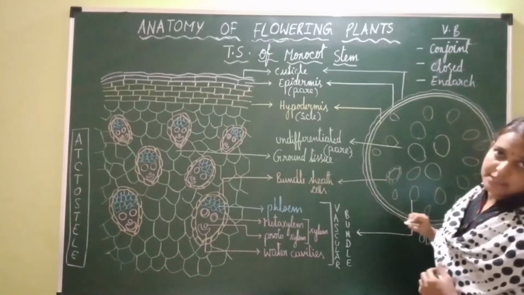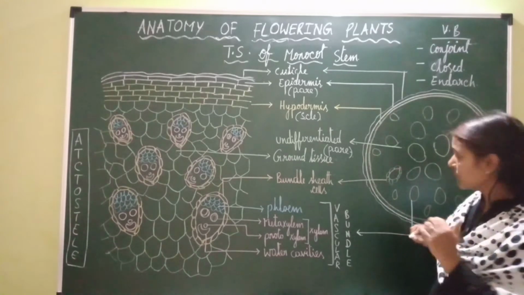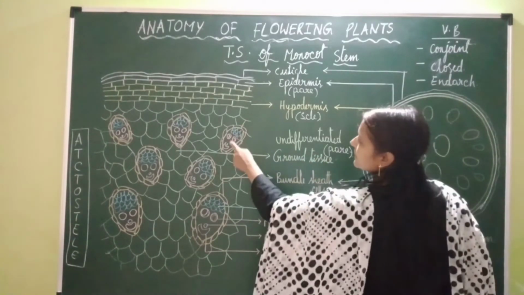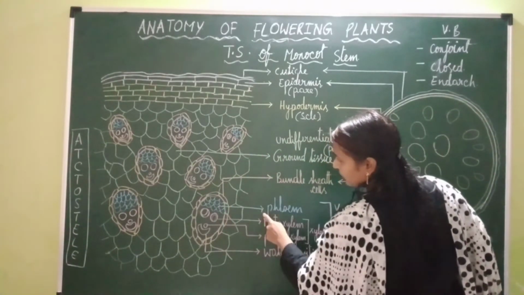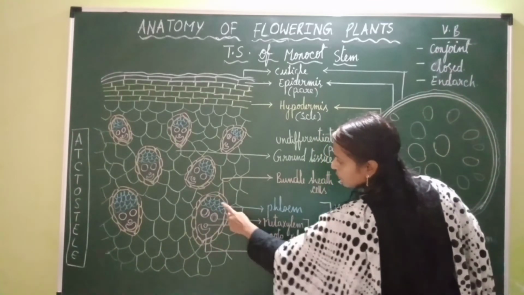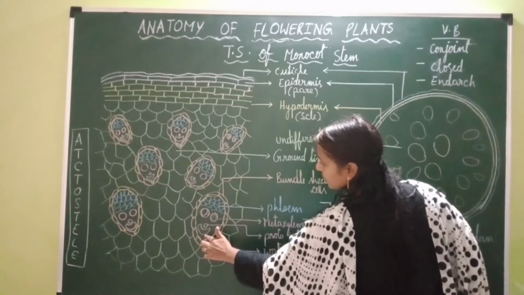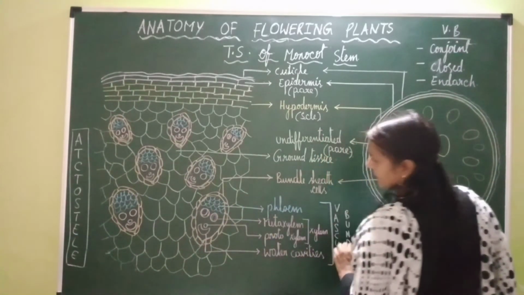What is conjoint vascular bundle? The name itself suggests that conjoint means both the phloem and xylem. So this is phloem, and this is the vascular bundle with phloem and xylem. Both phloem and xylem are joined together to form one vascular bundle. Hence this is called conjoint vascular bundle.